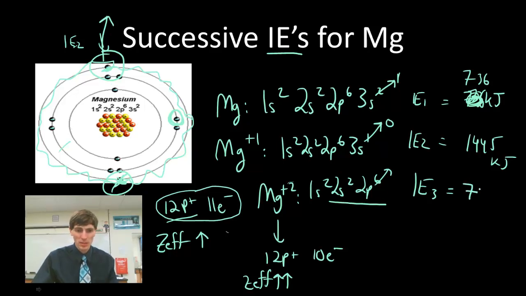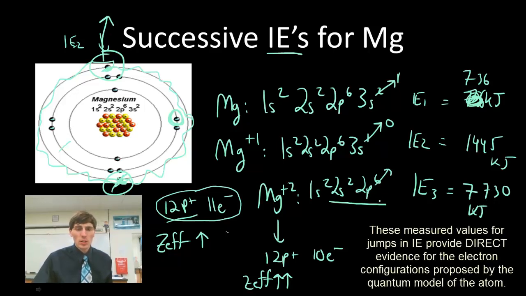It's 7,730 kilojoules. Oh, it's almost seven times bigger, or 7 times more energy to remove an electron from that inner shell. Okay, so there's really that large jump when I start breaking into those core electrons, or those inner shells. Okay, and we'll summarize all this stuff in a little bit.